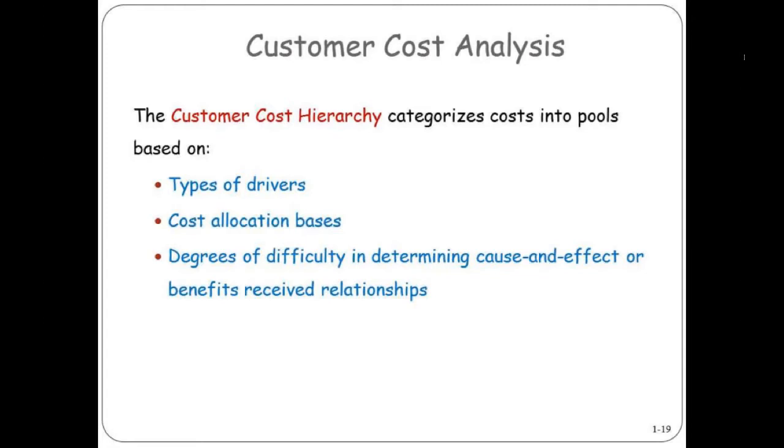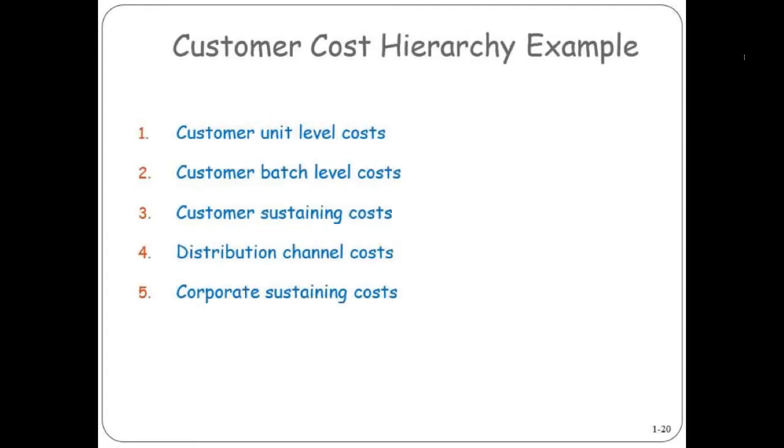So you have a similar hierarchy as you're allocating costs to customers. You want to understand the activities that you're doing with each customer, and then figure out what's the allocation basis for each to each customer. So let's see what we're talking about. You have unit level costs, batch level costs, sustaining level costs. These are all at the customer level. Relatively straightforward to do your allocations. Distribution channel costs and corporate sustaining costs are not at the customer level. Less specific to a given customer.